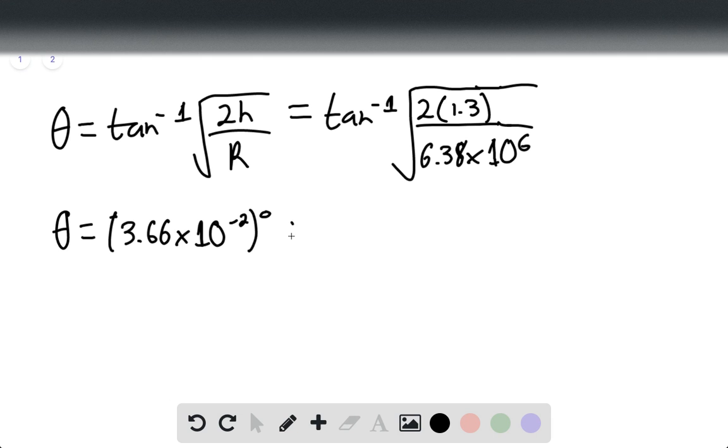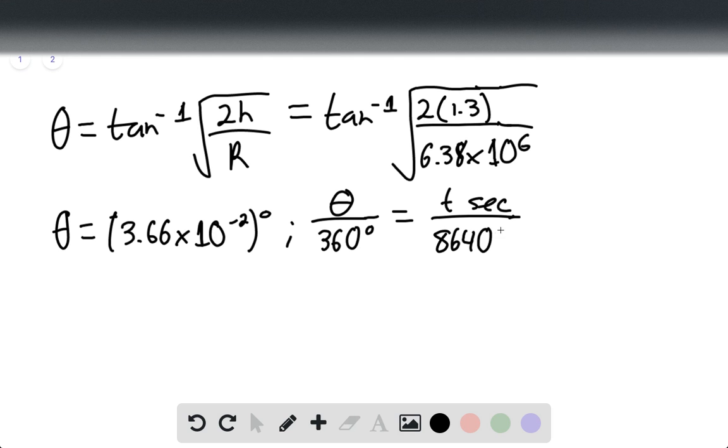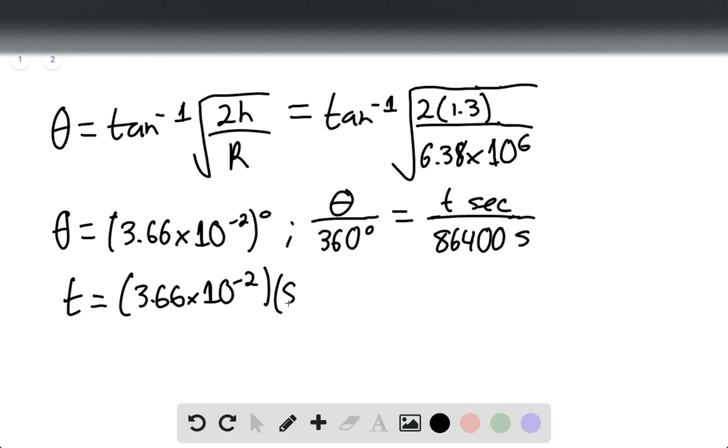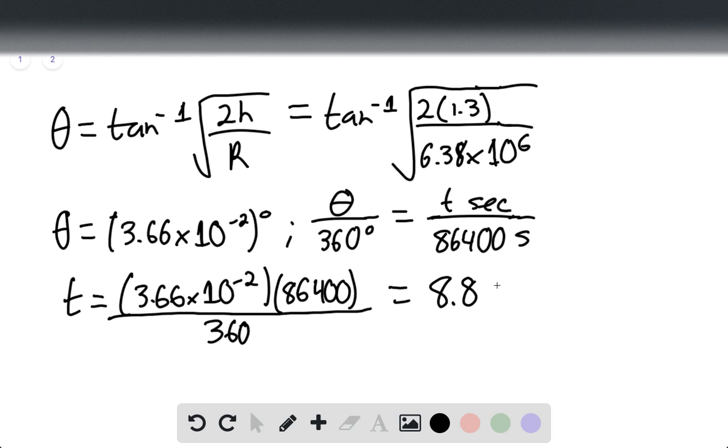So we can say that theta over 360 degrees is going to be equal to t seconds divided by however many seconds in one full day. So 86,400 seconds in one full day, or one full rotation of the Earth. So time is going to be equal to 3.66 times 10 to the negative second times 86,400 divided by 360. And we are getting approximately 8.8 seconds.